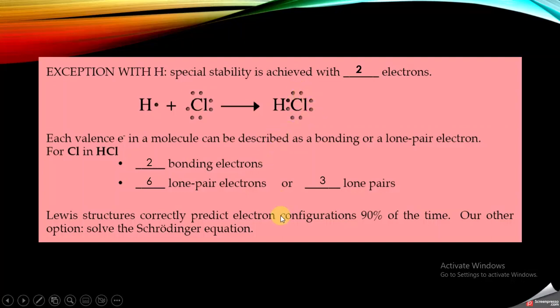Now the Lewis structures are not correct 100% of the time, but they do predict the configuration of the molecules 90% of the time correctly, and therefore we still use the Lewis diagrams for predicting the structure of molecules. Our other option is to solve the Schrodinger equation, which is a very tedious task for higher molecules.